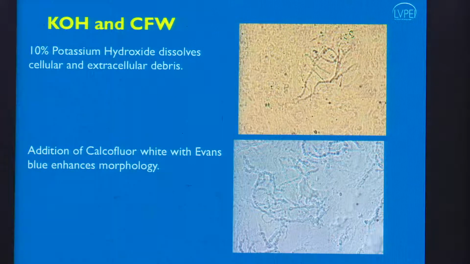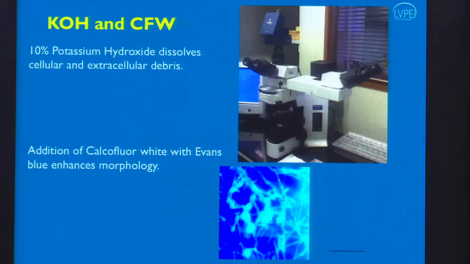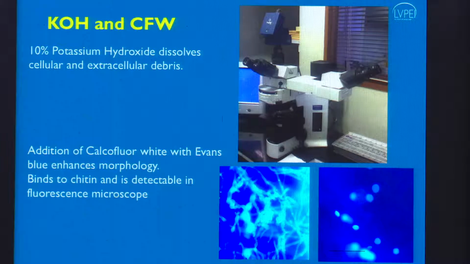But what is very popular and most people use is potassium hydroxide. If you have a fluorescence microscope, you can add calcofluor white to the same potassium hydroxide, and the staining shown here is a colorless kind of staining of fungal filaments. It becomes very colorful if you add the calcofluor white, and it is a very, very sensitive method. You can see Acanthamoeba cysts also very nicely fluorescing.